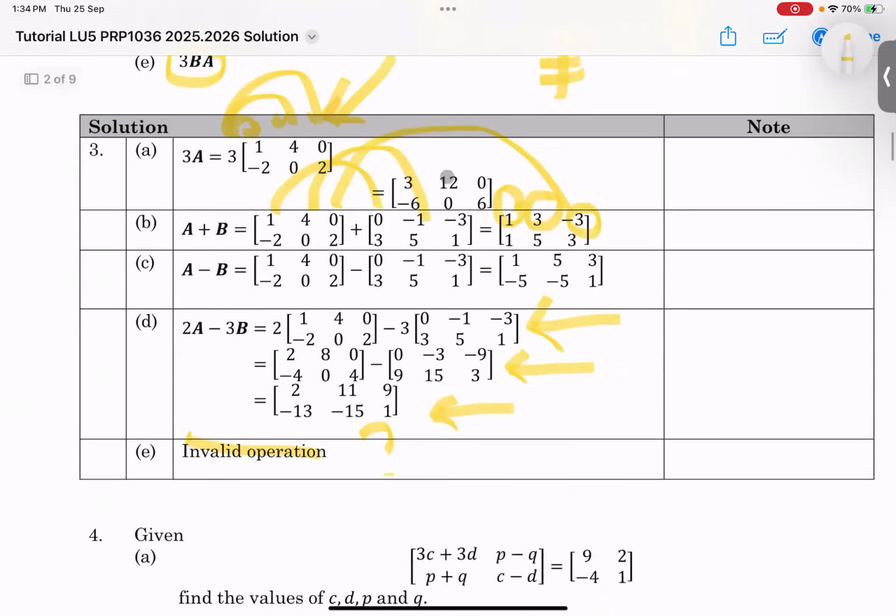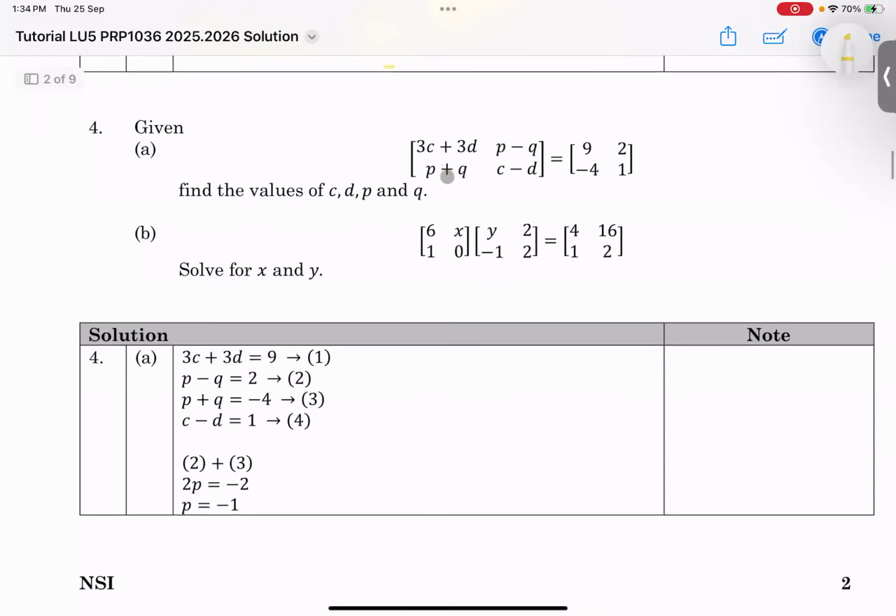Let's move on to question number 4. For question number 4, they ask for the answers C, D, P, Q. Students are encouraged to do comparison. This one compares with 9, this one compares with 2, and so on. After you compare, try to list them all out. Preferably start from the easier one first. For this one, you can use the elimination method that you learned in simultaneous linear equations.